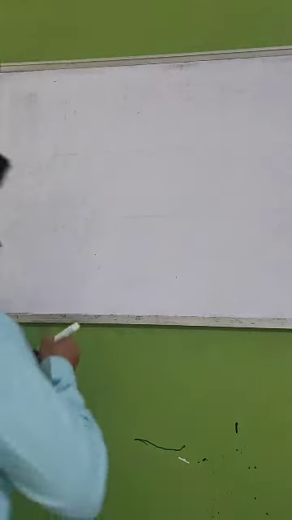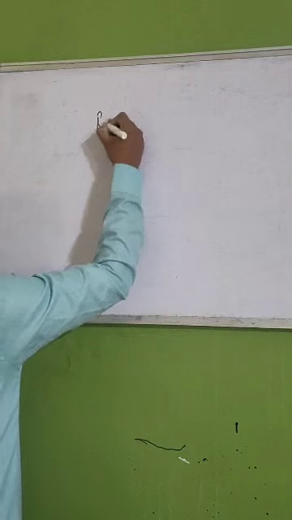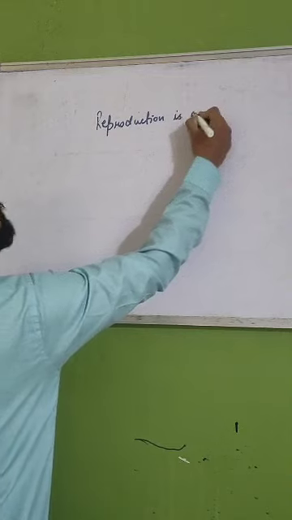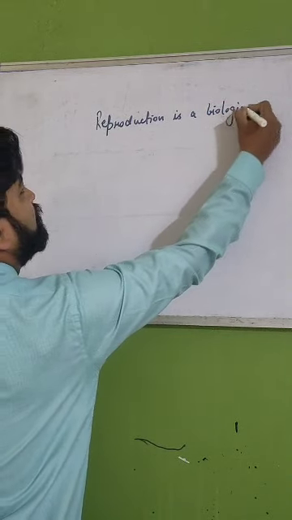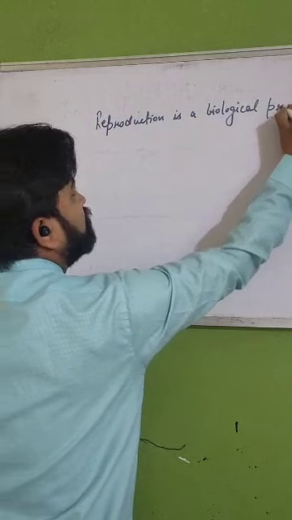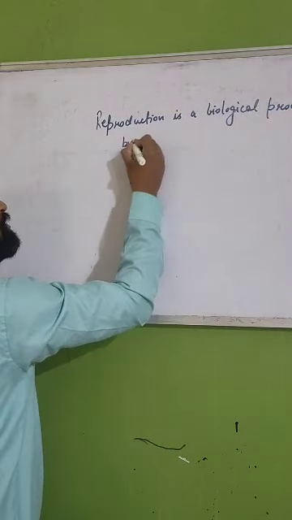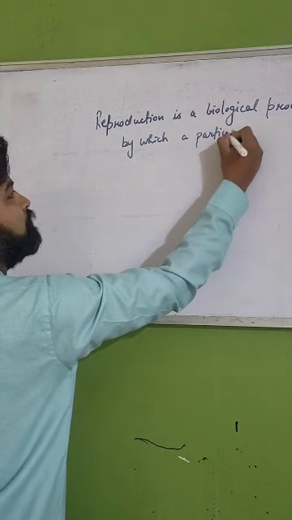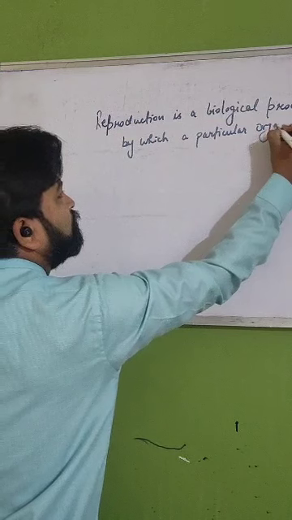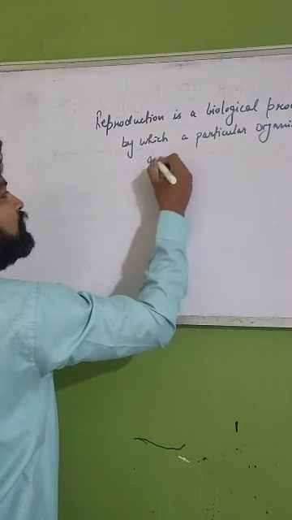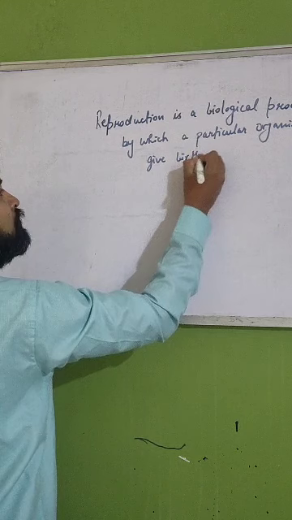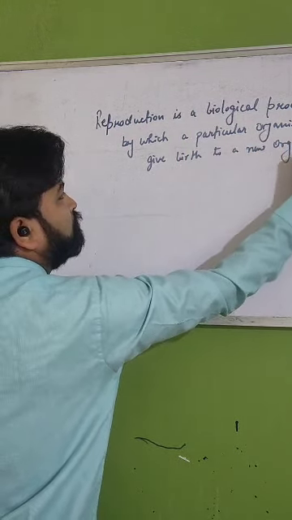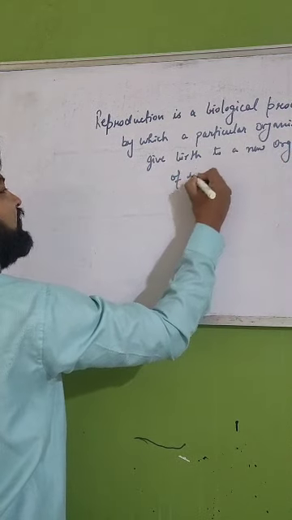Reproduction, just see here, is a biological process by which a particular organism gives birth to a new organism of its own kind.